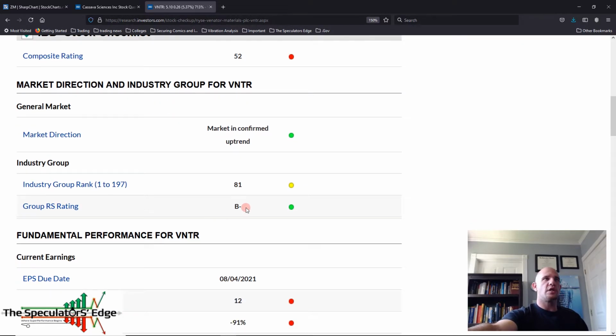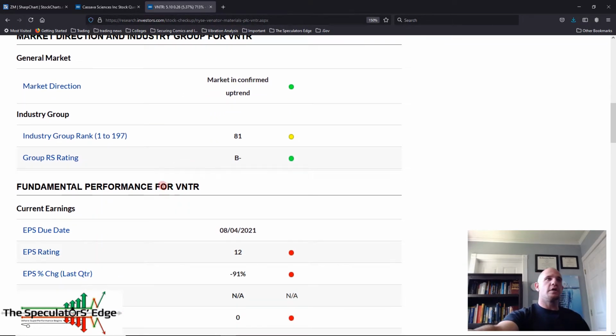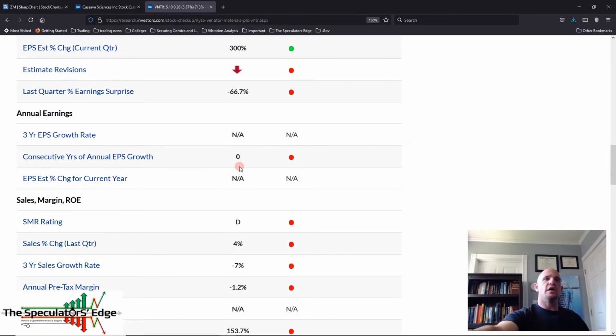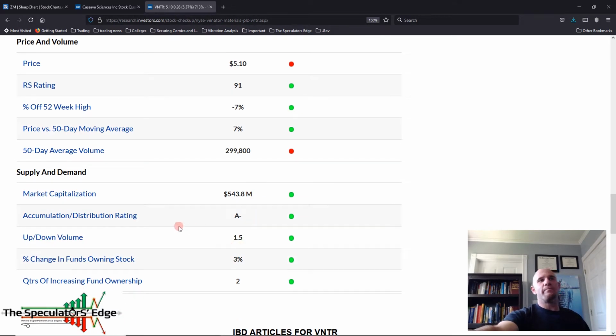Money is always rotating. This is ranked 52 in the composite rating. It's not even ranked towards its peers or its competitors, but it makes chemical products that improve the quality of life for consumers and promote a sustainable future. Okay, well, that's good to hear. The industry group rank is 81 out of 197, which is good. Group relative strength rating is a B-. That's great. The earnings, not so great here. The sales, not so great. But the accumulation distribution rating, A-, is good.